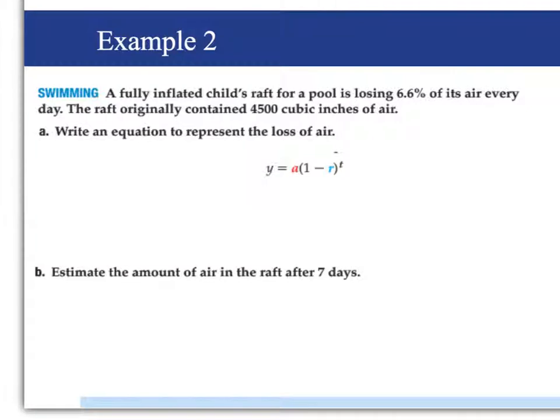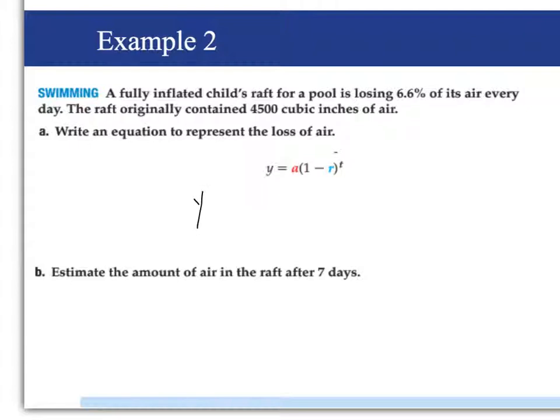Our example 2 says a fully inflated child's raft for a pool is losing 6.6% of its air every day. The raft originally contained 4,500 cubic inches of air. Write an equation to represent the loss of air.